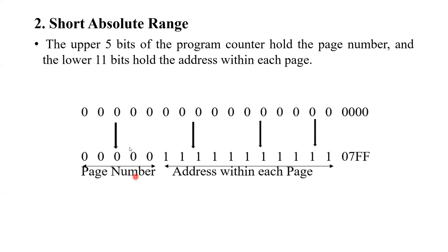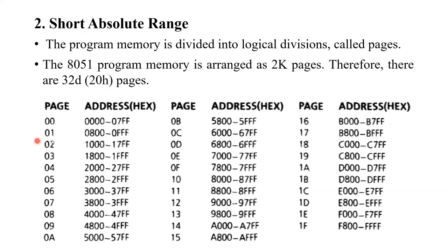The upper 5 bits represent the page number, and the lower 11 bits represent each of the lines, or each of the byte locations, in that page. Similarly, we have 0, 1, so you can see that all of these are zeros, so you have 4 zeros. Since it is 8, what will the page number be?